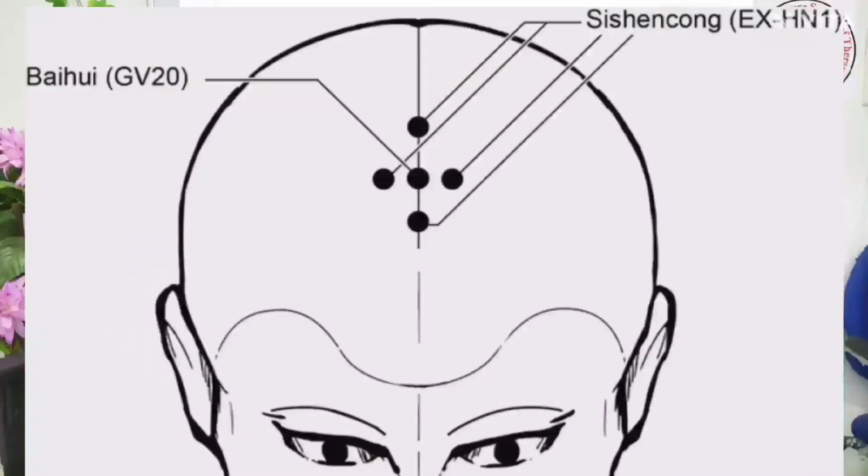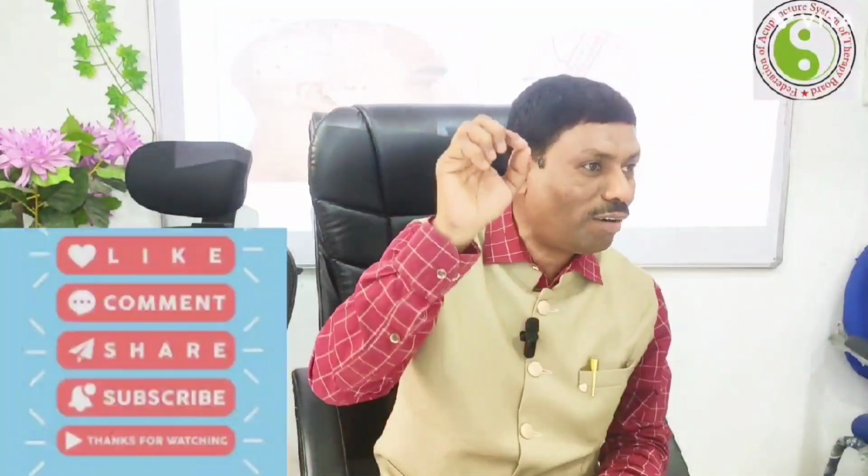So now we understand Sishencong, but I will tell you the names of the acupuncture points. Si means 4, Shen means front, Cong means the center. Sishencong is known as the extra 4 point. Where is it? Extra 4 points, four proximal. I'll tell you an easy way.